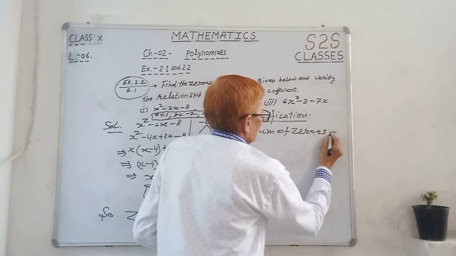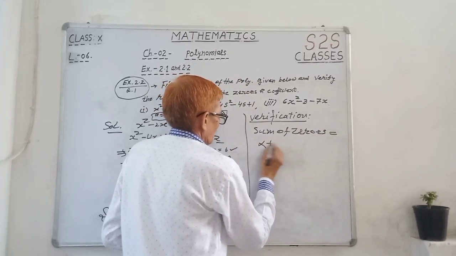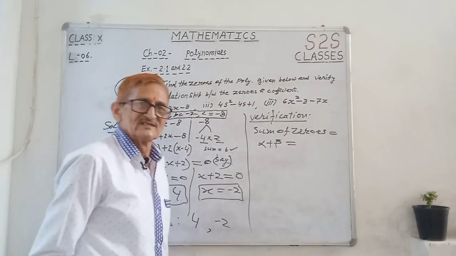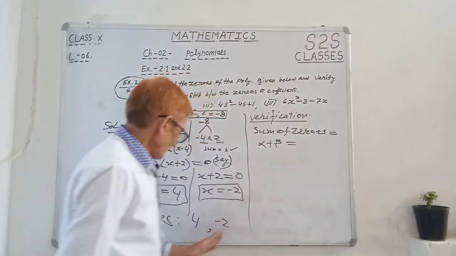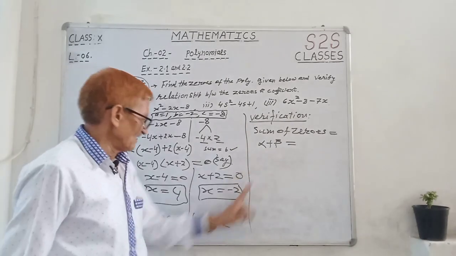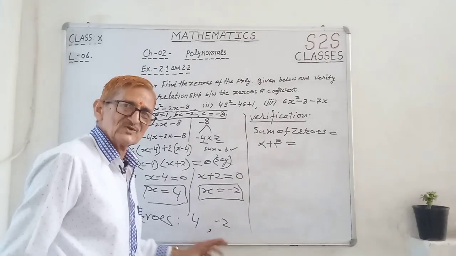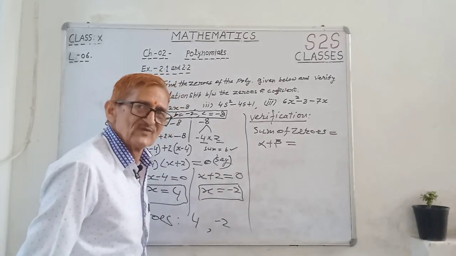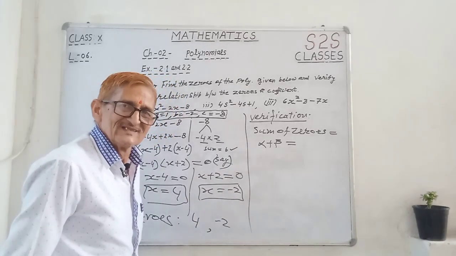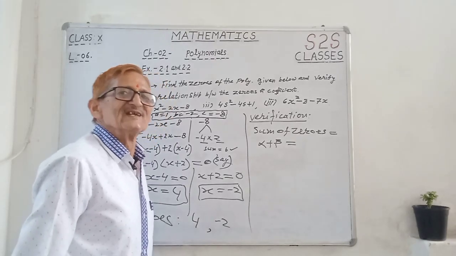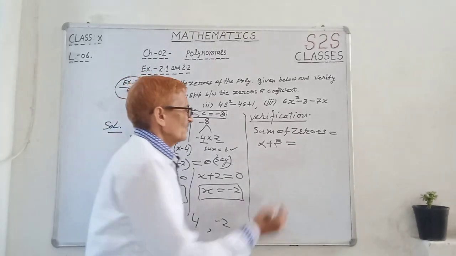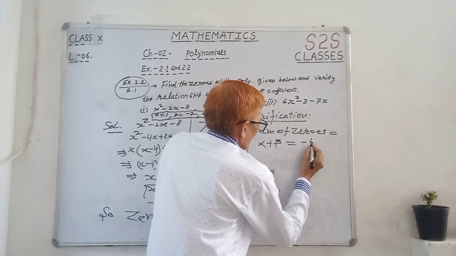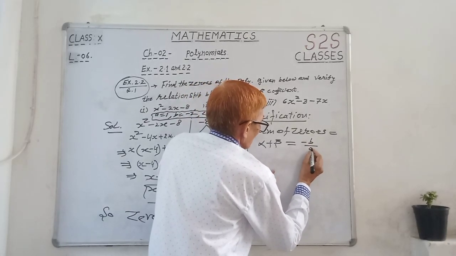Sum of zeros equals alpha plus beta. These alpha and beta are the two zeros, general form. Alpha value here is 4 and beta value here is -2. These are the two zeros we got here. Alpha is the value of x in the definition I told, and beta is generally taken as the second value of x. So alpha plus beta, the sum of the zeros, equals minus b upon a, always.